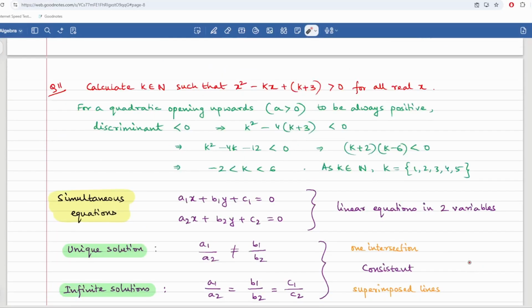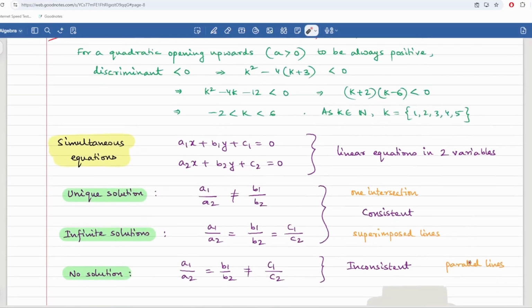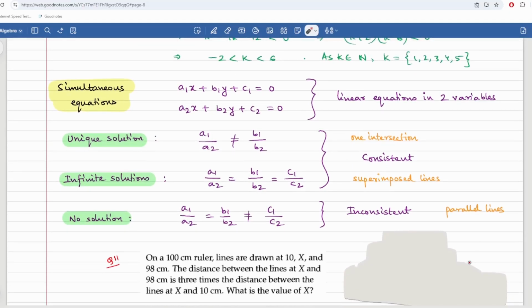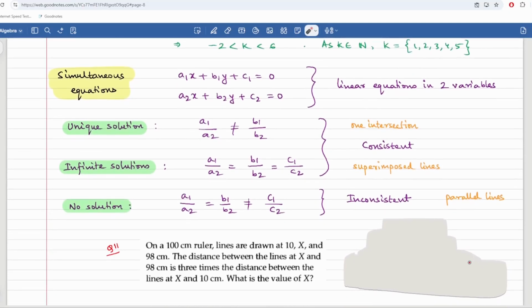Okay, a very quick revision of simultaneous equations. Now earlier we had done simultaneous equations in a linear and a quadratic. Here we are looking into linear equations in two variables, simultaneous equations. The general format of linear equations in two variables are given by a1x plus b1y plus c1 is 0, a2x plus b2y plus c2 is equal to 0. Alright, so this makes a pair of linear equations in two variables.